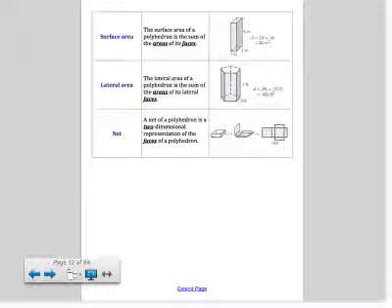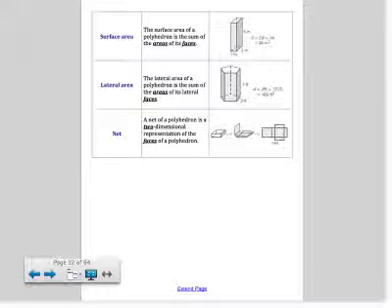The surface area of a polyhedron is the sum of the areas of all of its faces. So you have your two bases, and then you also have all of the lateral faces that you also find the area of and add them together. Okay. The lateral area is the sum of the areas of the lateral faces.